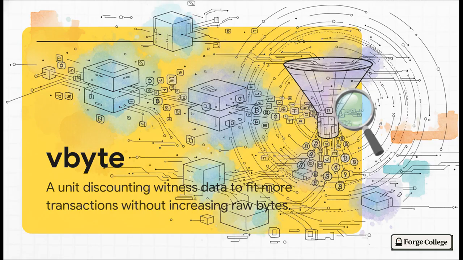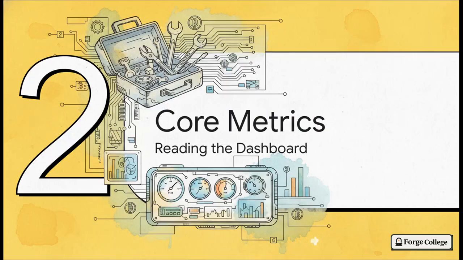It literally proves that raw data size isn't the whole story. I mean, if we can fit way more transactions into the exact same raw byte footprint because of this discount, we desperately need new instruments to measure that extra throughput, right? Which brings us to Section 2, core throughput metrics. Let's look at our dashboard.